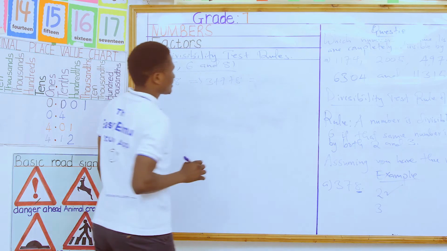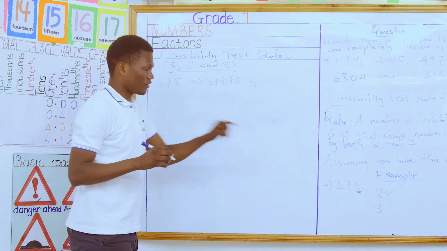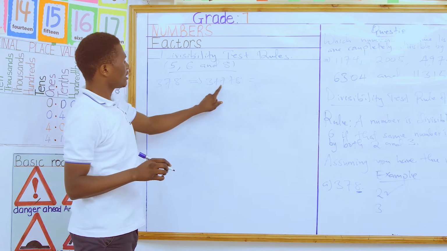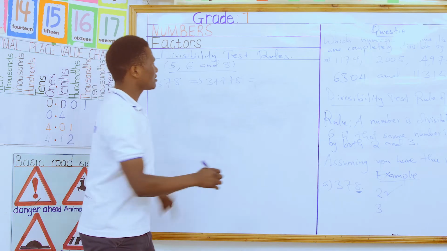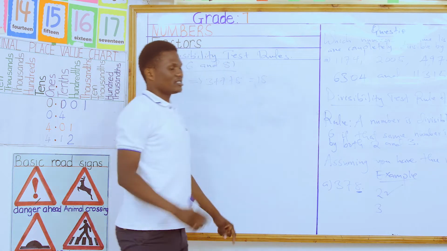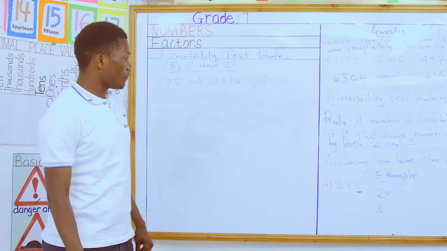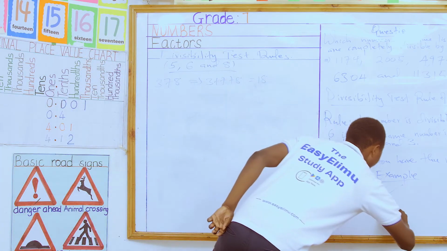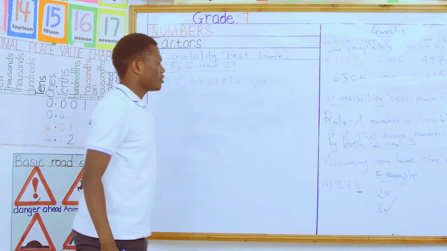Then whatever we get as the sum should be a multiple of 3 for that number to be divisible by 3. So 3 add 7, 10. 10 add 8, that is 18. And 18 is a multiple of 3. Therefore, the number is divisible by both 2 and 3.